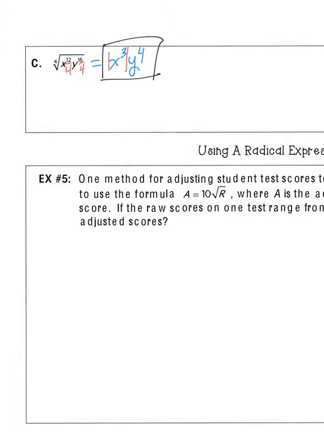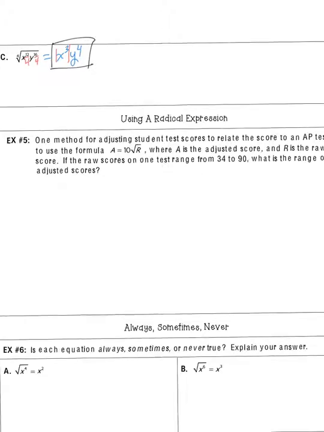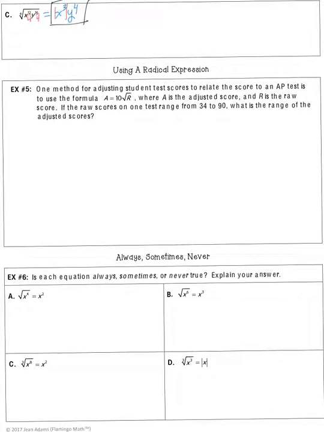So then you're going to have some fairly simple word problems. I'm going to make this smaller so we can see the whole word problem. And really they're just asking you to do some problems involving radicals. So let's read this one. It says, one method for adjusting a student's test scores to relate the score to an AP test is to use the formula right here. That formula is important, so I would circle it, where A is the adjusted score and B is the raw score. If the raw scores on the test range from 34 to 90, what is the range of the adjusted scores?